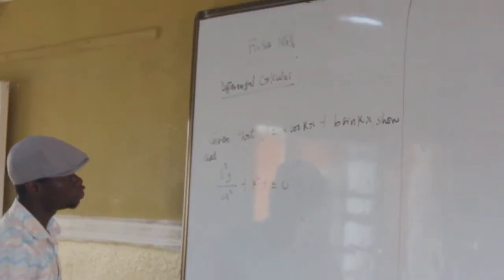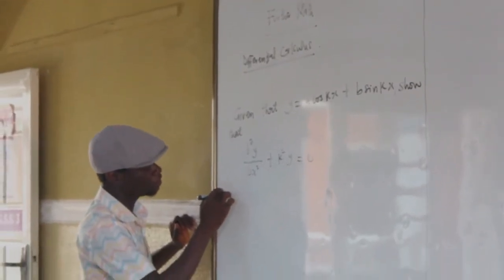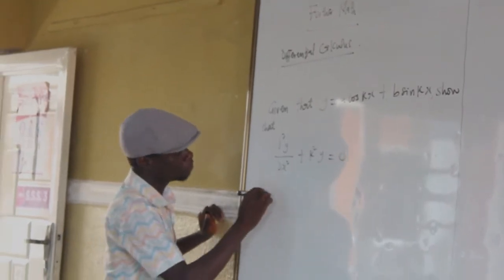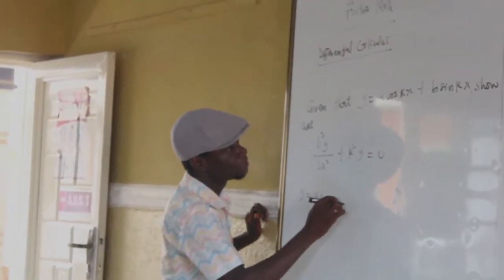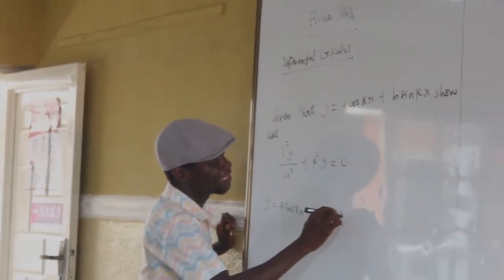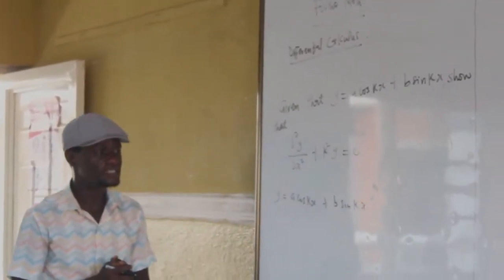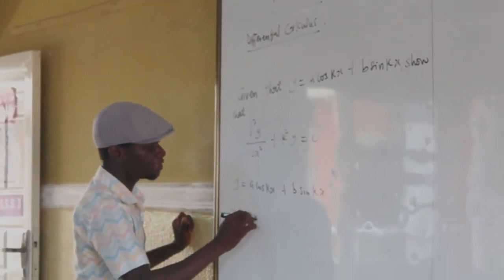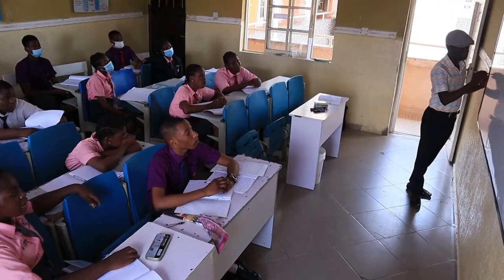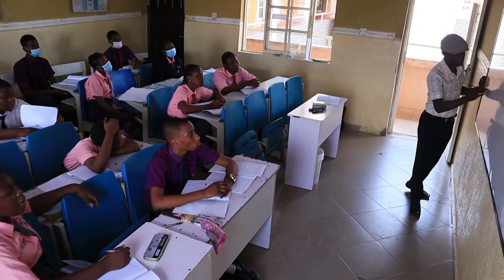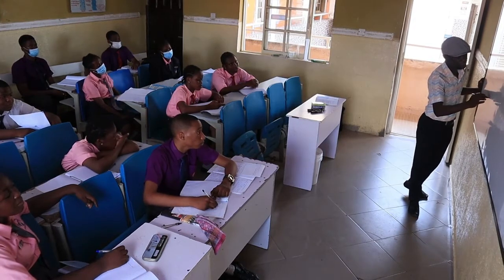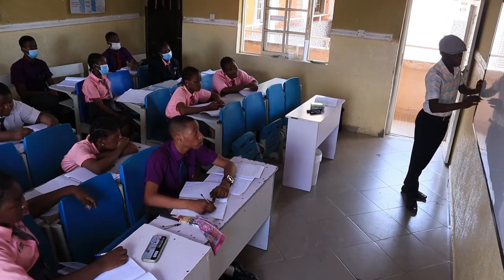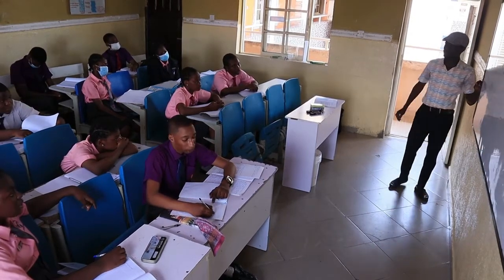So the first thing we have to do is to look at the expression they have given us. y equals a cos kx plus b sin kx. If this is y, we can say a cos kx is equal to u, and b sin kx is equal to v. So we can therefore say y is equal to u plus v. Is that also? Yes, sir.